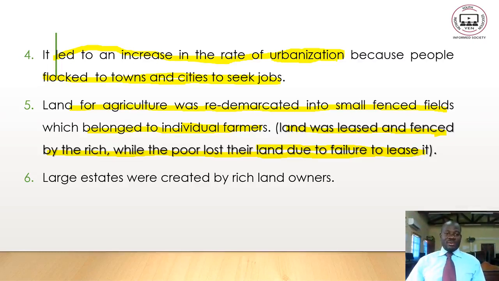And also large estates were created by the rich owners. So the rich owners embarked on large estates, and they were using machines to cultivate in those areas. So things really improved in that way.